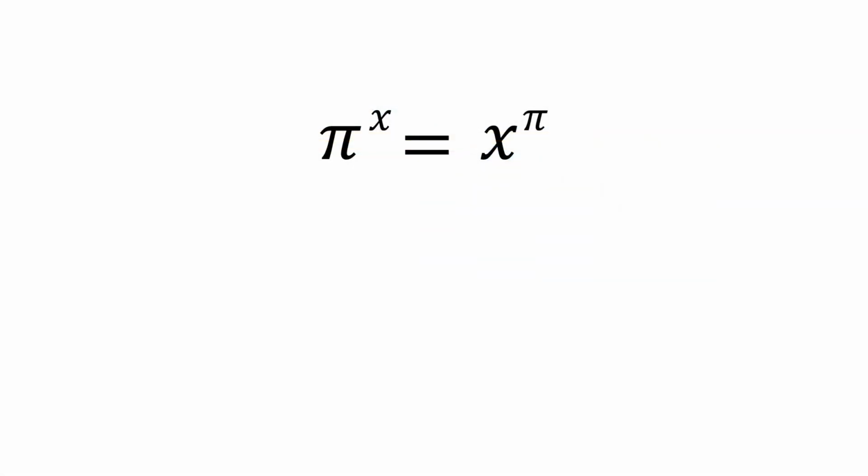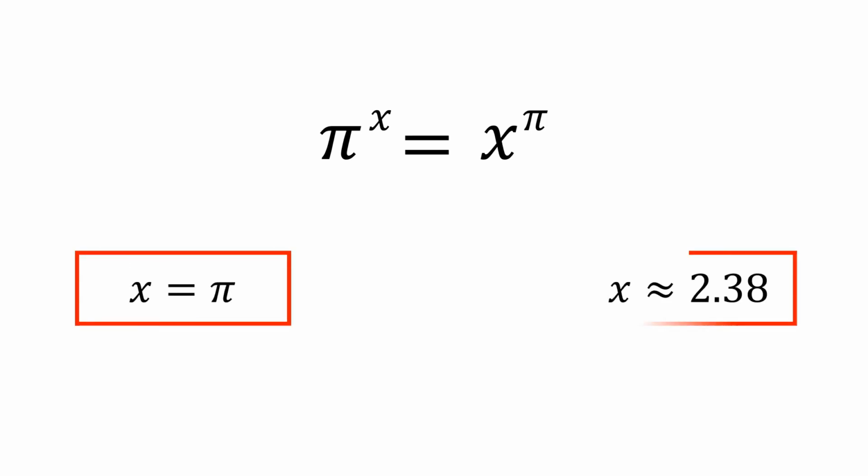So in the end, this whole equation, pi to the x equals x to the pi, doesn't give us one answer. It gives us two. x equals pi and x equals e. And there's something really pleasing about that. Like the math had a secret partner the whole time and finally decided to introduce them.